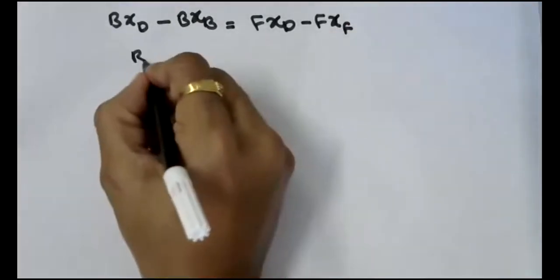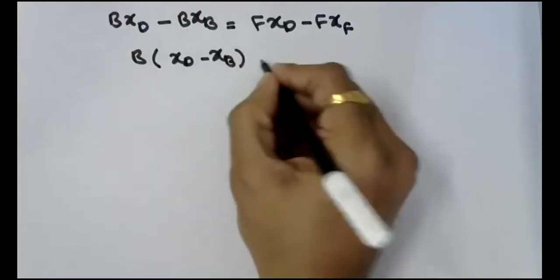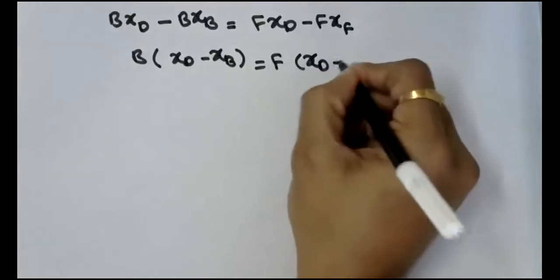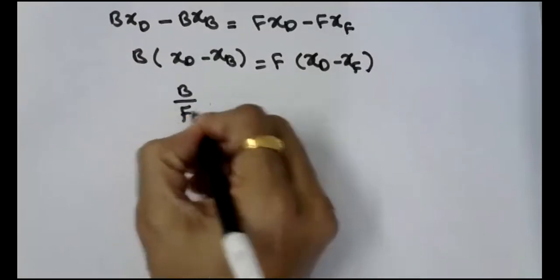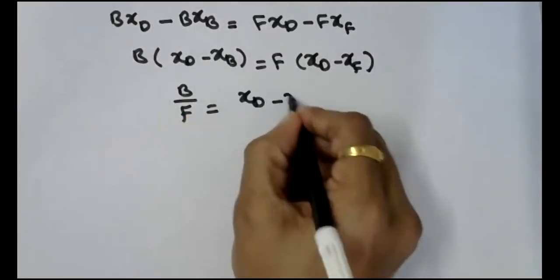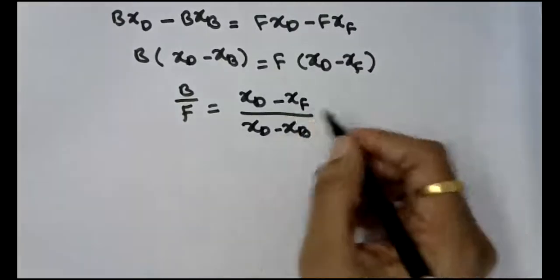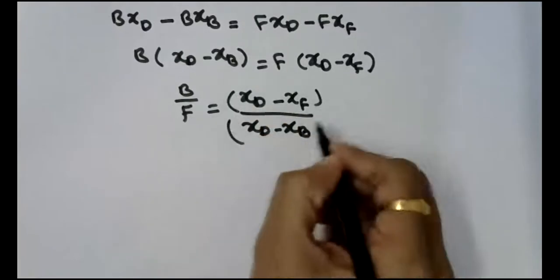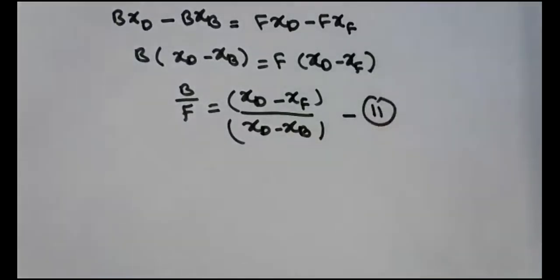So just take B common. So B outside, XD minus XB is equal to F into XD minus XF, right? So B by F is equal to XD minus XF divided by XD minus XB. This is equation number 11. So if you substitute equation 11 into equation 10, then we will be able to get the expression for effectiveness based on undersize.